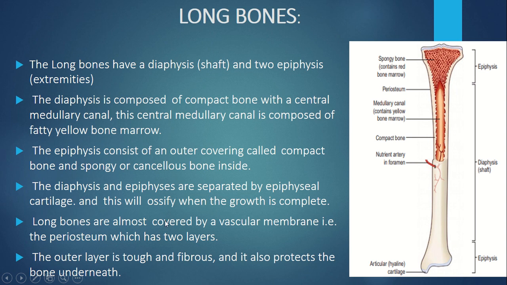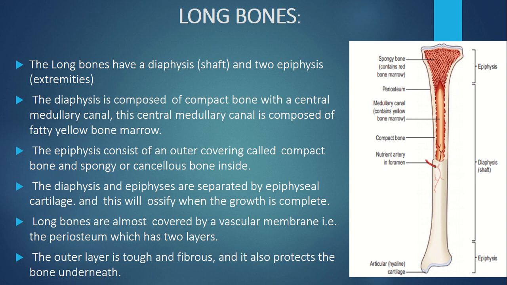And the long bones are almost covered by a vascular membrane, that is the periosteum, which has 2 layers. The periosteum, as I told, is the outermost thing, the one which contains this vascular membrane. Vascular membrane means it contains the blood supply. The periosteum has 2 layers. The outer layer is tough and fibrous and it protects the bone underneath. The outer layer is very tough because just imagine we are getting so many hits in our legs, wherever the bone is present.